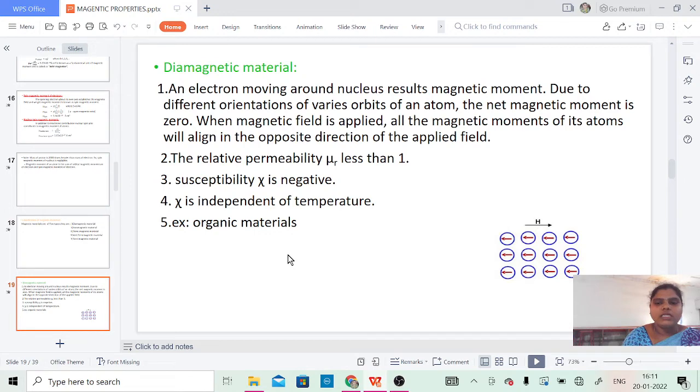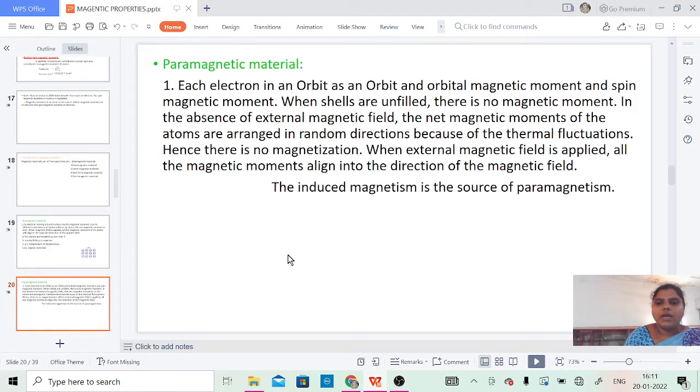We apply the field H in the forward direction, and all the magnetic moments of atoms are set in the opposite direction of the field. So the relative permeability mu r is less than 1, and the susceptibility psi is negative. Psi is independent of temperature. An example of a diamagnetic material is organic materials. Next, paramagnetic material.